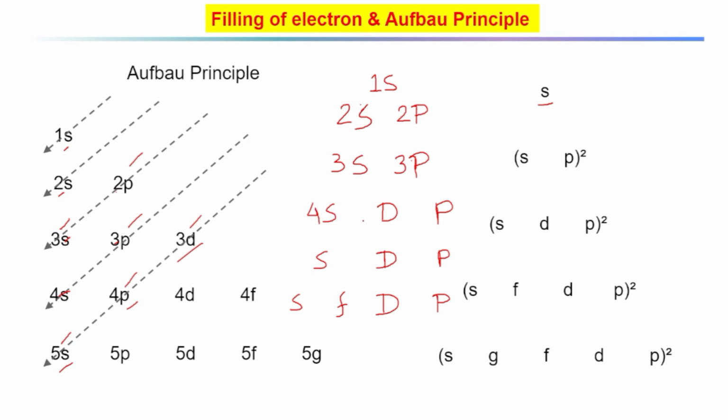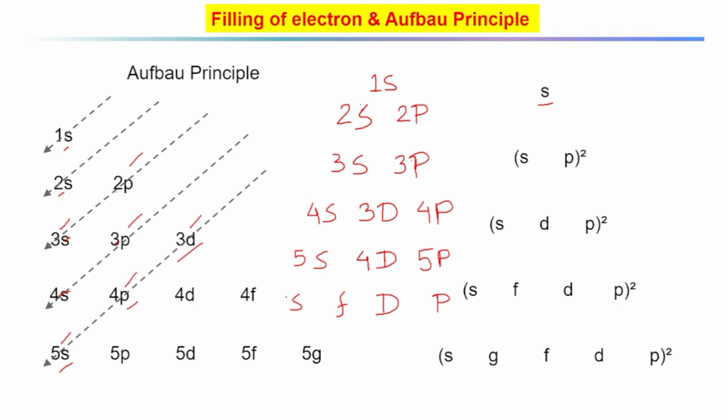Now in case of d, you have to write n minus 1. In case of s and p, it will be ns, np. In case of d, it will be n minus 1 d, and in case of f, it will be n minus 2 f. So this one is the fourth row, so I will write 4s, and n minus 1 means 4 minus 1, so 3d, and then 4p. Now again this one is the fifth row according to my pyramid, so I will write 5s. This one will be n minus 1, so 5 minus 1 means 4d, and again this one is np, meaning 5p.